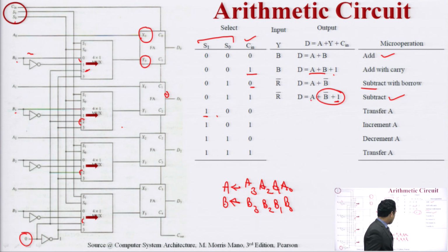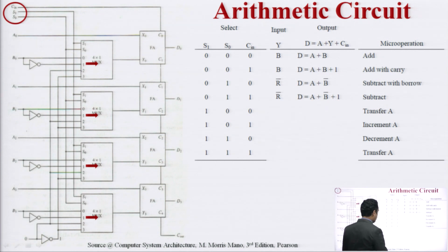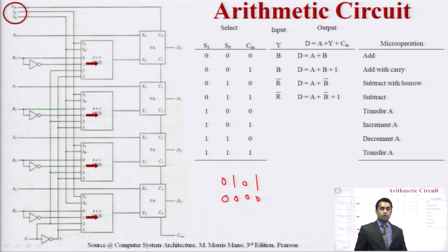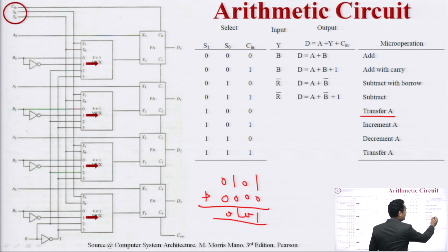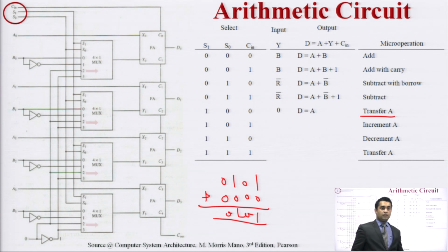So if I am performing any operation and my operation is saying 0 1 0 1 and I am passing this 0 0 0 0, what is the answer if I am passing these things to the full adder? The answer is the same number. It means we are transferring the data of A from one to another. So this is the next one. We are transferring the data of A into an output. So this is the transfer operation.